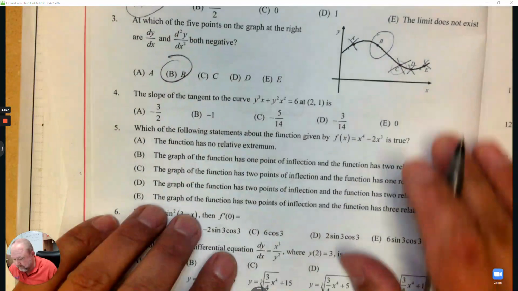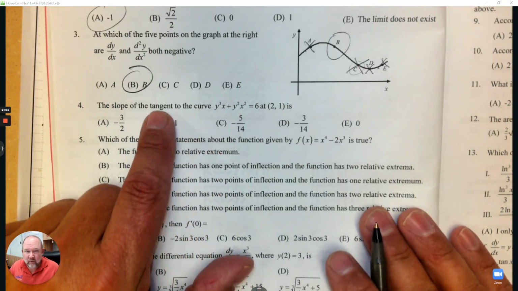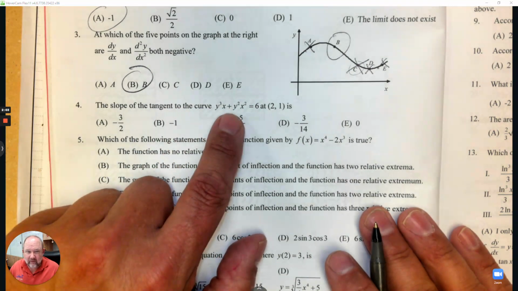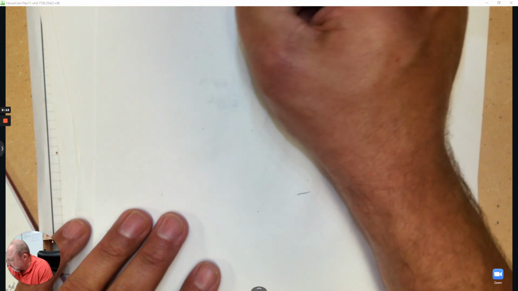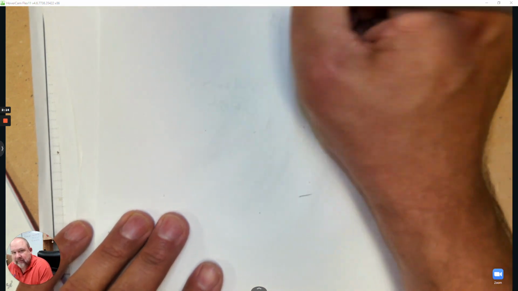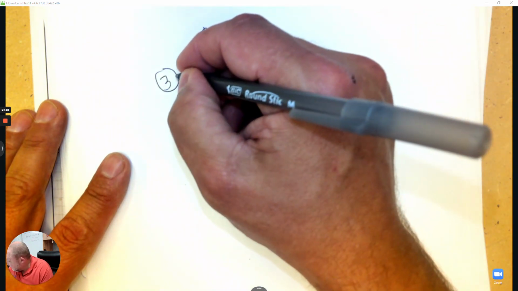Number 4. Try it first. Press pause. Why not? The slope of the tangent curve here at 2, 1 is what? Man, this is going to take another piece of paper. So I'm going to do it on another piece of paper, only the ones that you have to. So on that separate piece of paper, go ahead, write that down. Okay, for this one, I was trying to save you from it.